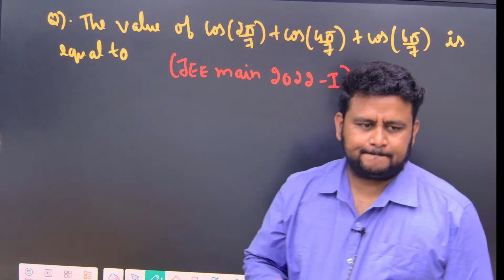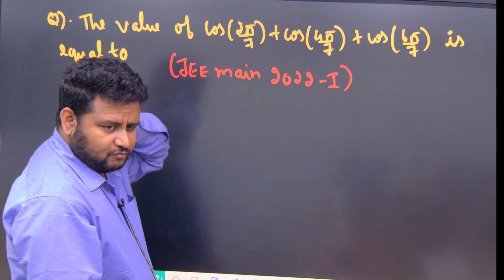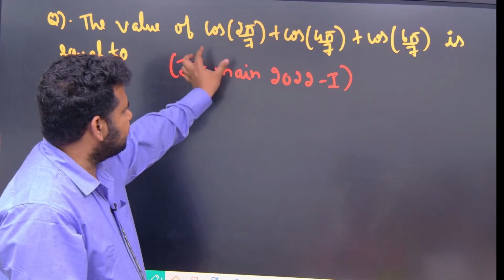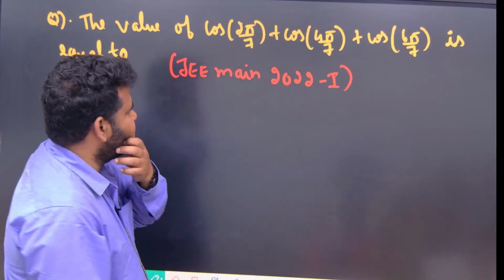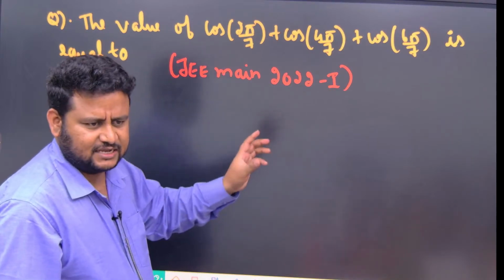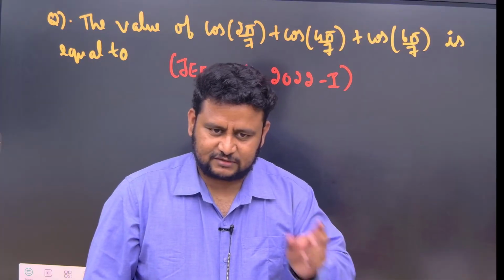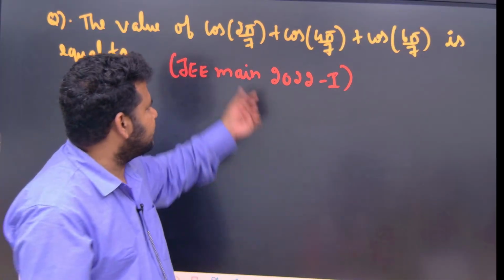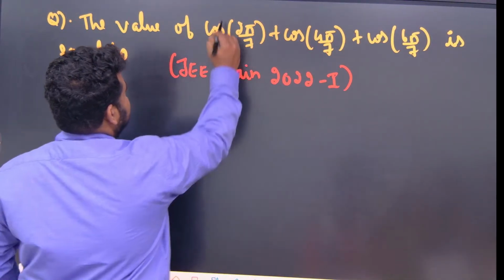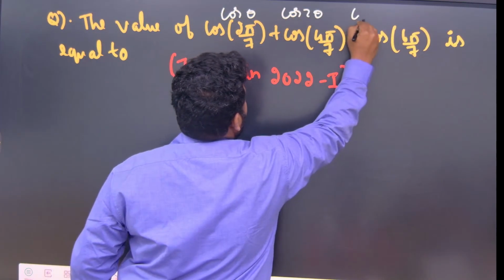Got any idea? See here, this question, what we learned is sin C plus sin D, cos C plus cos D, correct? But here we are having cos, cos, cos. When we get directly only cos or only sin, we should always combine it with the other: if cos is there, combine with sin; if sin is there, combine with cos. Here we are having only cos, so I want sin. So this is of which form? Cos theta, cos 2 theta, cos 3 theta.